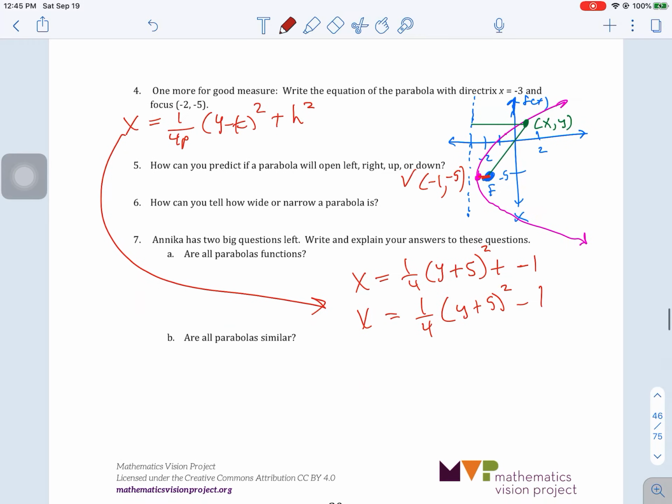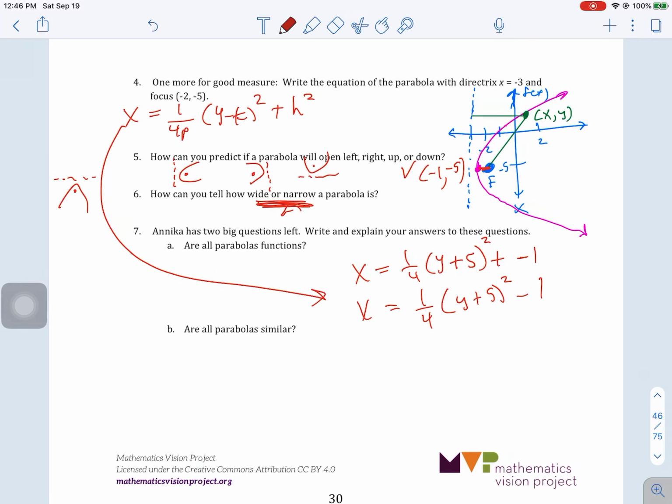All right. How can you tell how wide or narrow it is? Well, the way that you can tell that is by looking at the coefficient here, and that will widen or narrow it. How do you know if it's left, right? Well, it depends on where the directrix is. So if the directrix is here and the focus is here, it goes to the right. If the directrix is here and the focus is here, it goes to the left. If the directrix is here, the focus is here, it goes up. And if the directrix is here and the focus is here, it goes down.